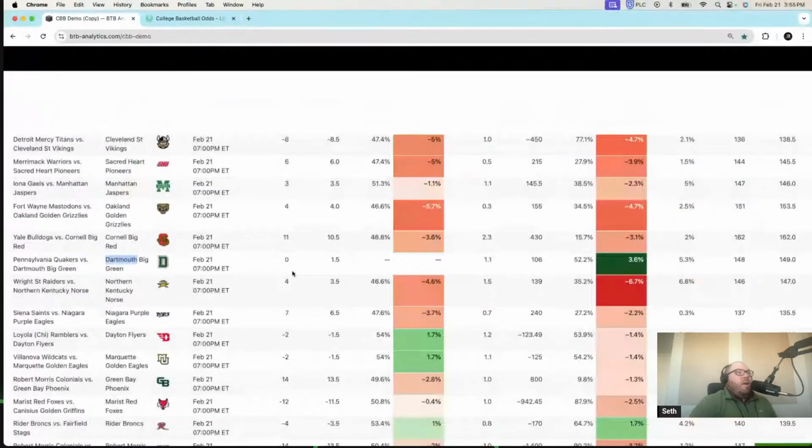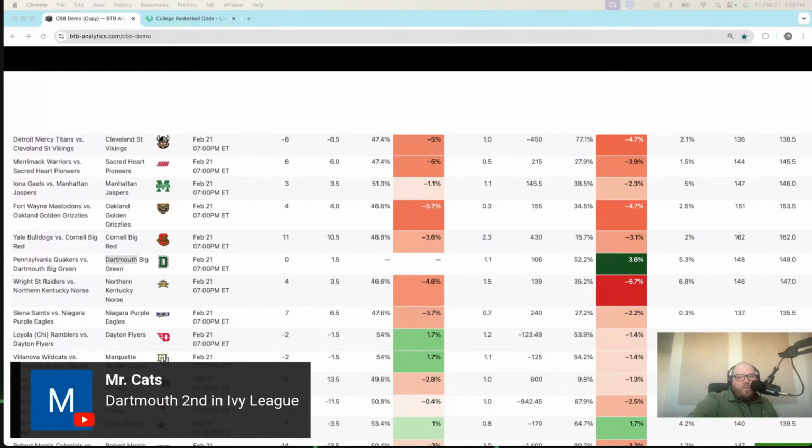Nebraska should be a little higher. No, Kentucky. Where's Akron? Nova money line at home, I'm all over it. I don't know. Should we be taking this Dartmouth bet? Dartmouth second in Ivy League. Should we be taking it, guys?